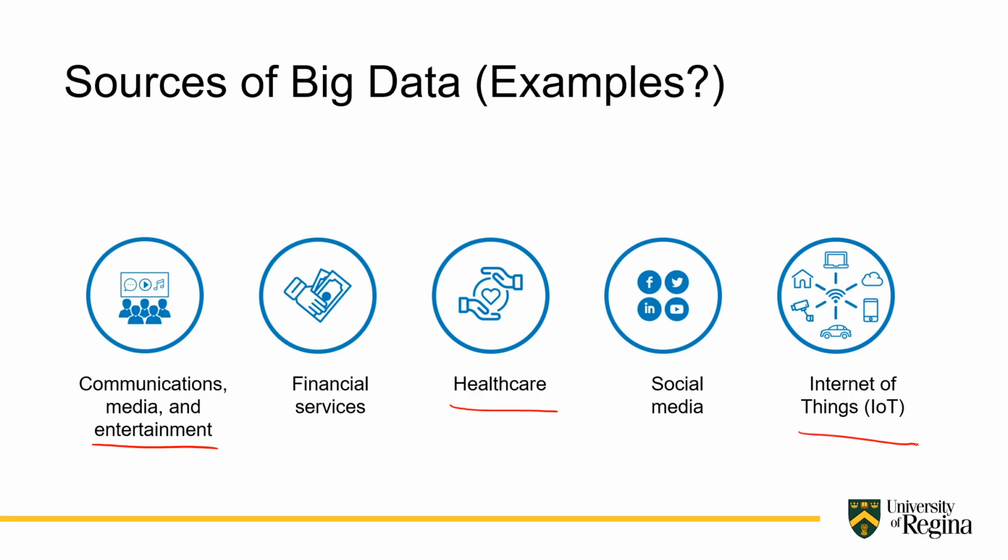Internet of Things, IoT, is another big source of data. Think about all these Tesla cars, all your phones, every time they're connected to the internet, your GPS signal, cameras, thermostats, smart speakers, Siri, Alexa, Google Home. They are all sources of big data. So we have these sources all around us.